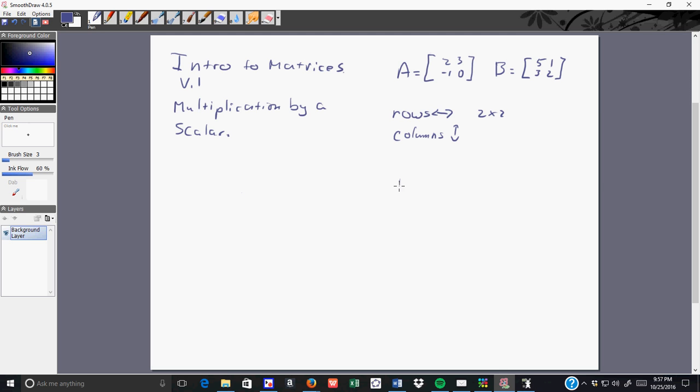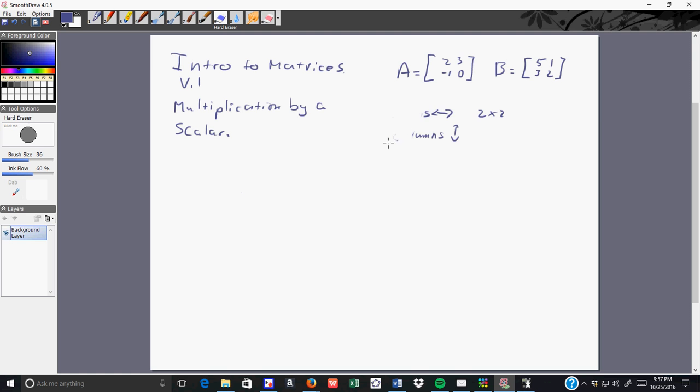If you want to see one that's not, I can do something like this. This is 1, 0, 1. And you can say this has 3 rows, but only one column. So this would be a 3 by 1 matrix. And that'll be important later on, but we're not going to get into that right now.